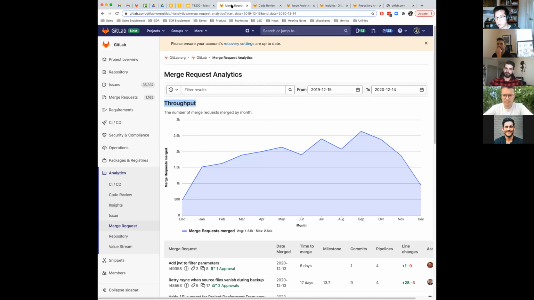Otherwise, I would have to write some integration, make some chart, and integrate it into Jenkins and GitHub and something else to create one of these composite charts. And that's just a mess. No one wants to do that.